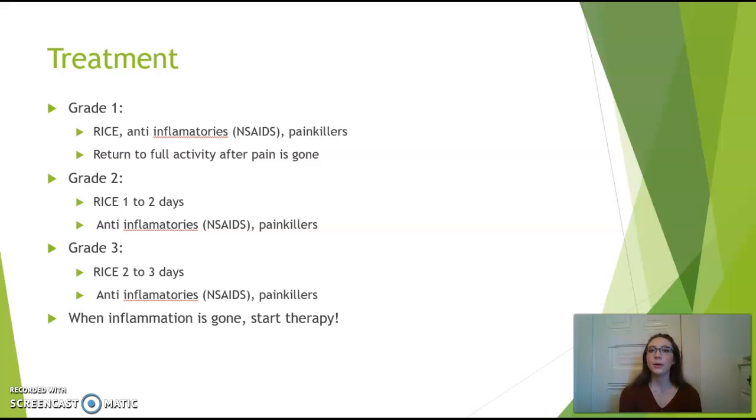Treatment. No matter what happens, RICE is necessary, as well as anti-inflammatories and painkillers. Those are all required, depending on the grade. The difference is that for grade 1, as soon as the pain is gone, they can return to normal activity. But for grade 2 and grade 3, they require long resting stages as well as physical therapy, but they can't start physical therapy until the inflammation is gone. Grade 3 will have a longer physical therapy, most likely.